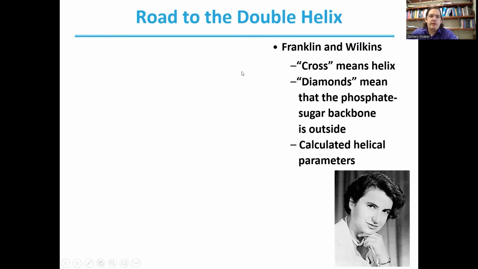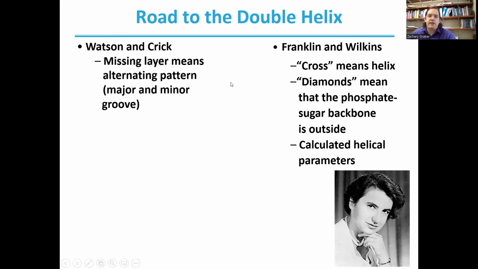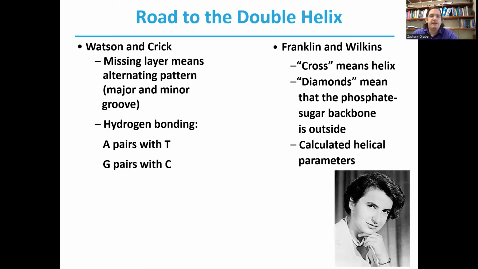Now, Watson and Crick took this a step further. They used the X-ray diffraction data along with the other previous knowledge, and they proposed that the missing layer within the X-ray diffraction data suggested that there was an alternating pattern of major and minor grooves in the DNA. They further proposed that there was hydrogen bonding between the nitrogenous bases of our DNA. So they suggested that adenine was pairing up with thymine and guanine was pairing up with cytosine.